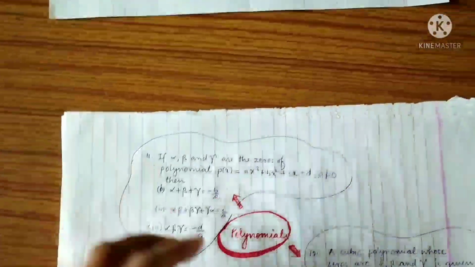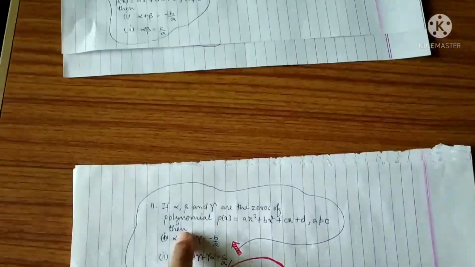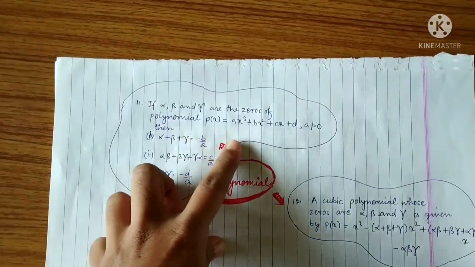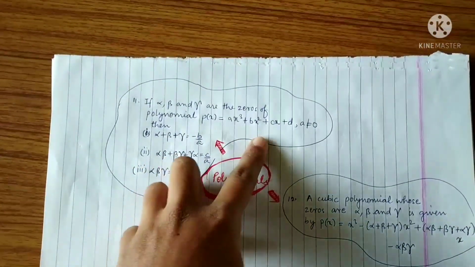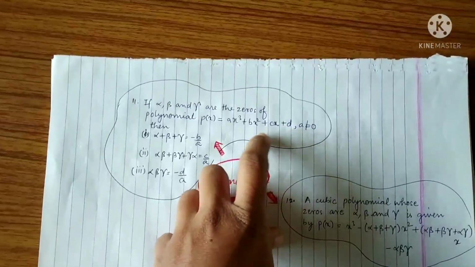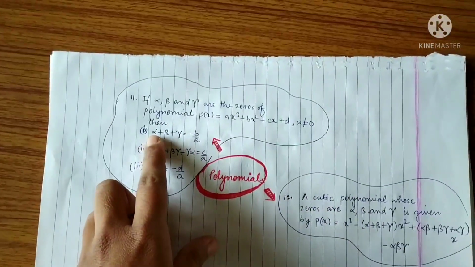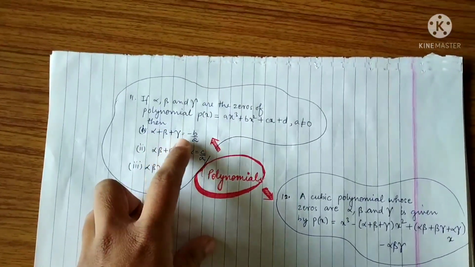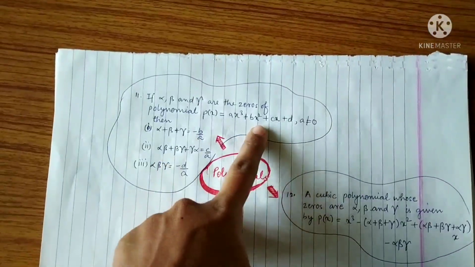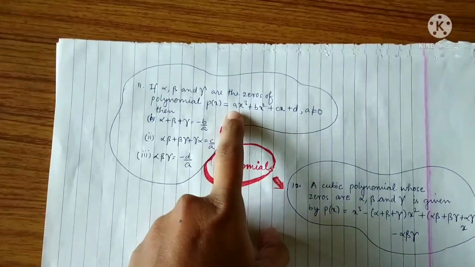Moving on further, if we talk about the cubic polynomial: if alpha, beta and gamma are the zeros of the polynomial p of x equal to ax cube plus bx square plus cx plus d, where a should not be equal to 0, this is actually the general form of a cubic polynomial. Then the sum of zeros of the cubic polynomial, alpha plus beta plus gamma, is equal to minus b by a, where b is the coefficient of x square in the given polynomial and a is the coefficient of x cube in the given polynomial.